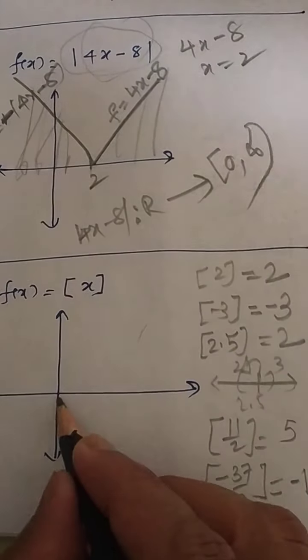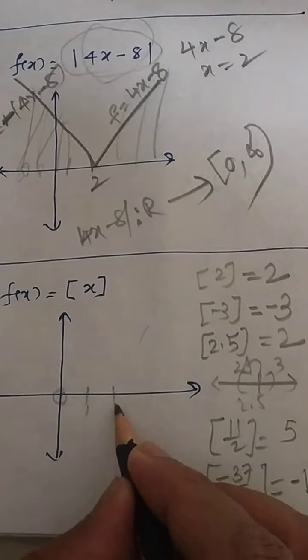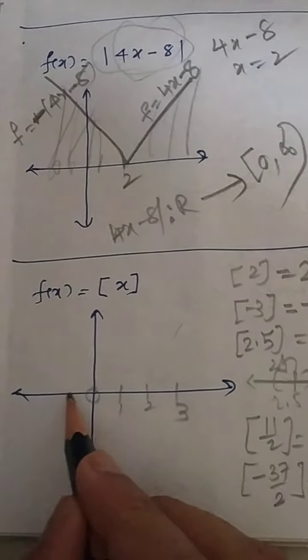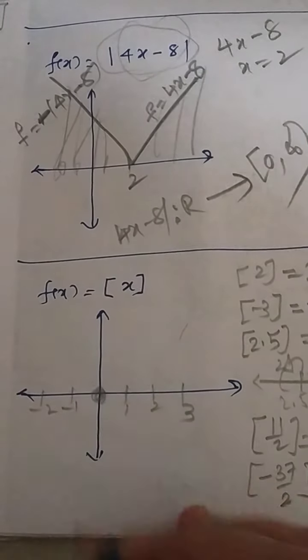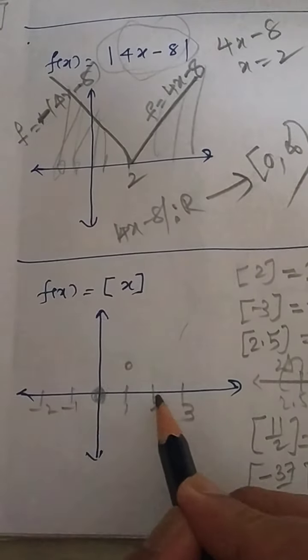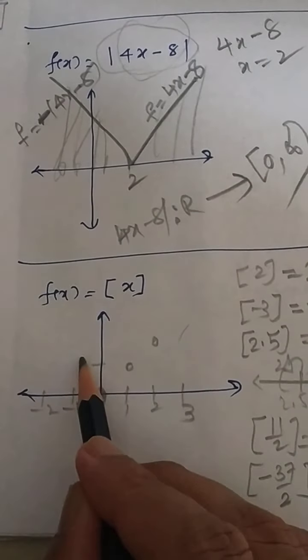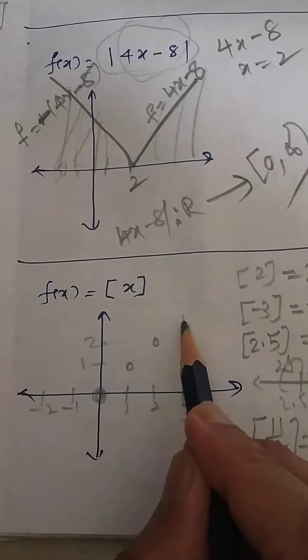I am just taking this value 0 over here, 1 over here, then 2, this is 3, this is minus 1, this is minus 2. For 0 the answer is 0. For 1 the answer is 1. For 2 the answer is 2. For 3 the answer is 3.